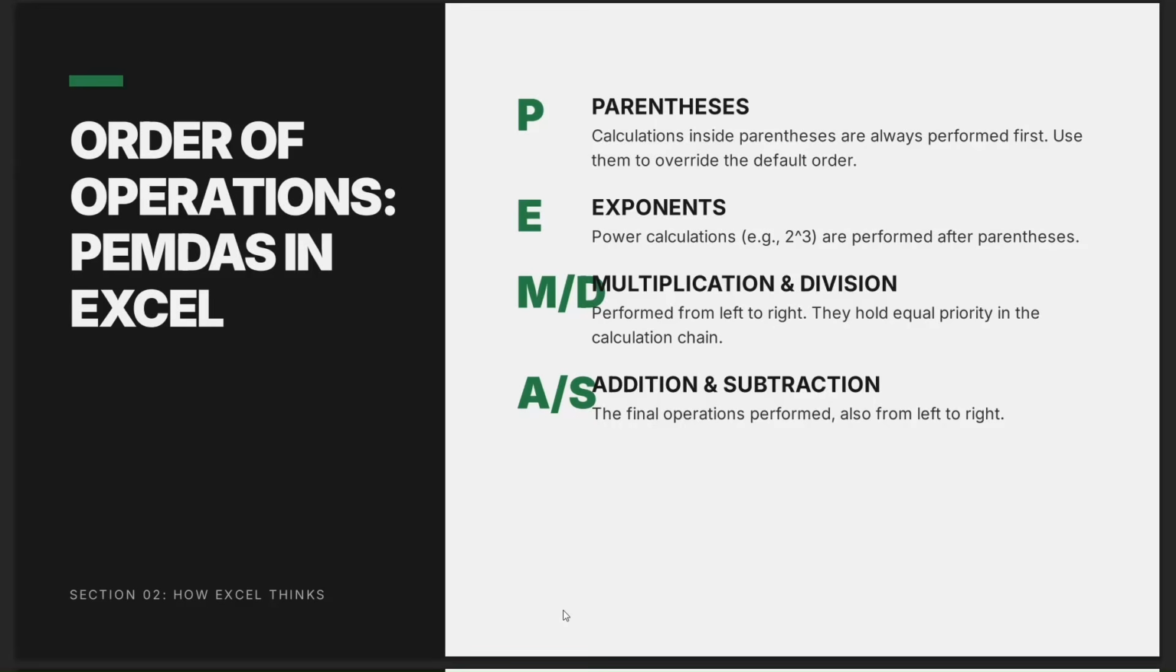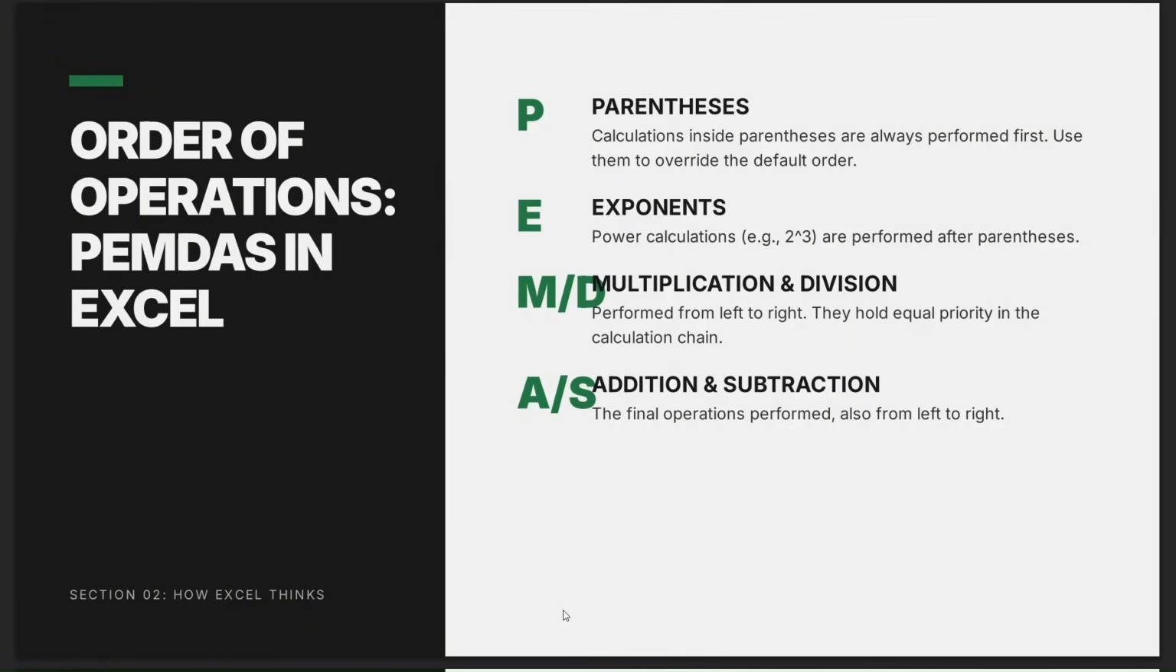The order of operations: if you think back to maths GCSE, if you've ever heard of BODMAS, this is essentially the same as how Excel thinks about things. Any calculations inside of parentheses are always performed first, and we use them to override the default order. The default order is where exponents, or other power calculations, are performed after parentheses.